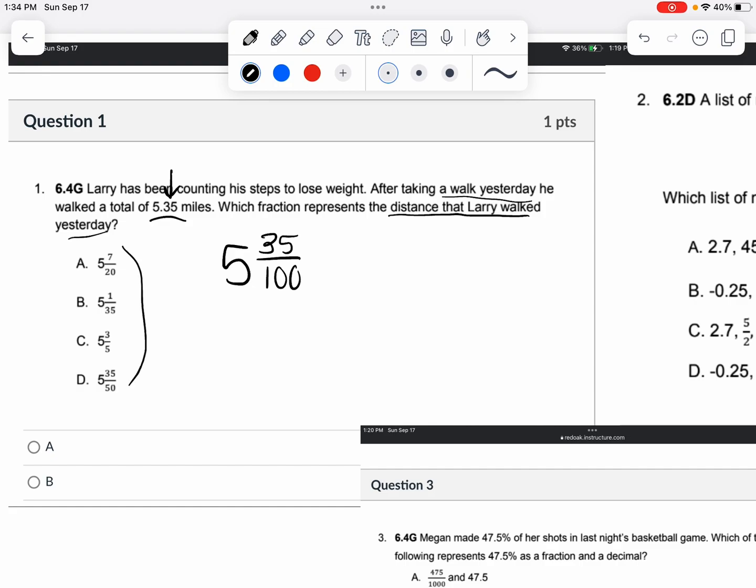So that means we are going to have to simplify. These are divisible. They end in 5 and 0, so that means they're both divisible by 5. So we are going to divide by 5 and divide by 5. And so we get 5, don't forget to carry over your whole number, and 7/20. So A is our answer.